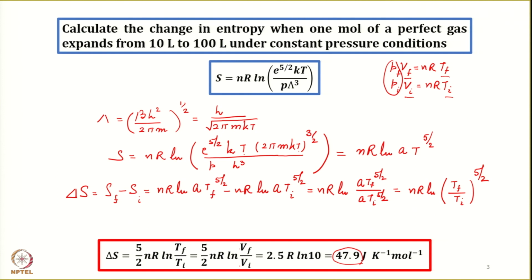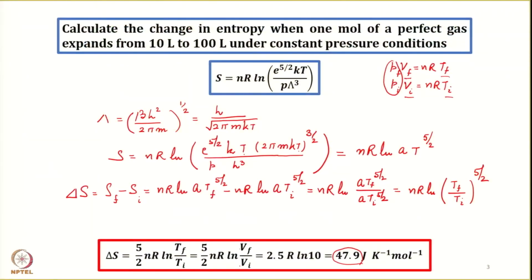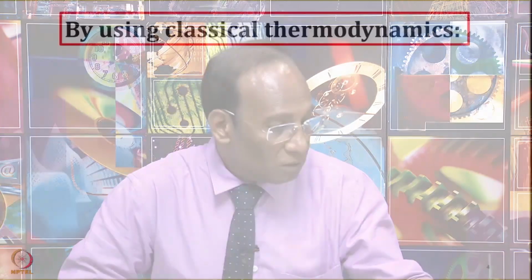Here you are not maintaining the temperature, but you are maintaining the pressure. If you are maintaining the pressure, your volume can change and your temperature can change. And if you change the volume from 10 liter to 100 liter, here you see the delta S is slightly more than what you got under constant volume conditions. Let us see, do we get the same result by using classical thermodynamics?